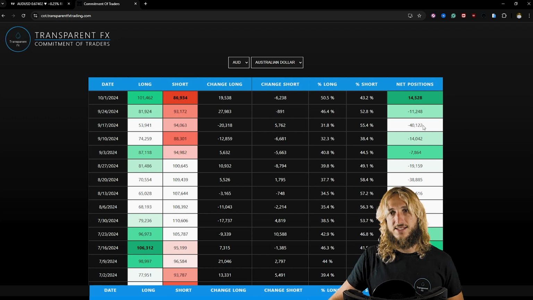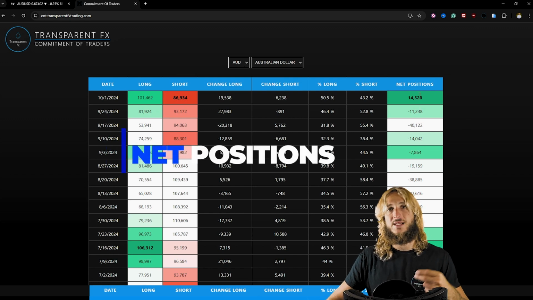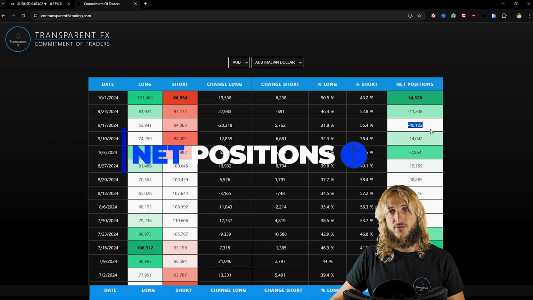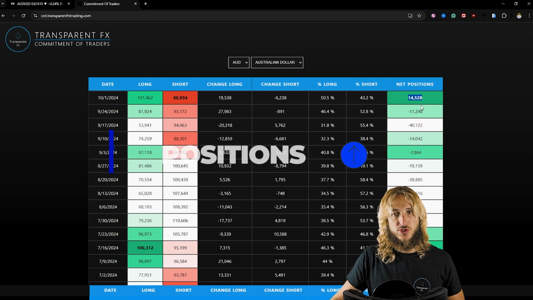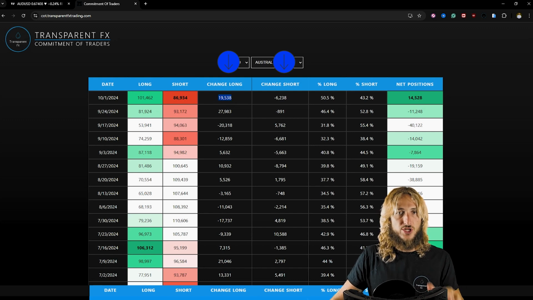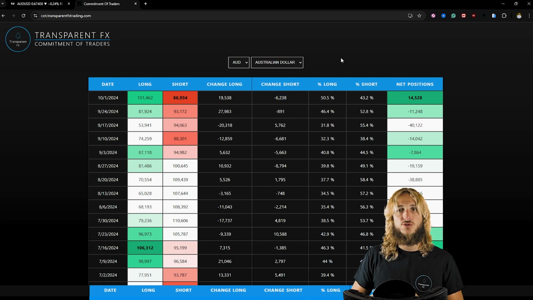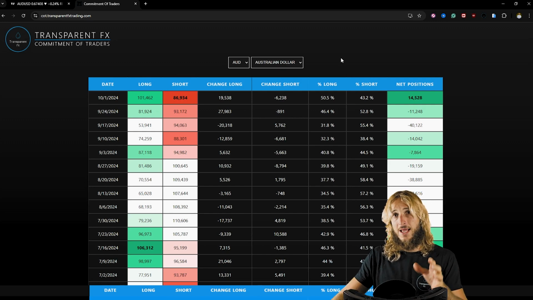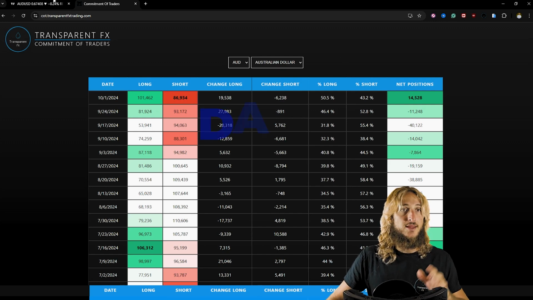And what we can see here is that with the last reports, net positions have been massively increased. We went from minus 40.1k net positions up to plus 14.5k net positions, showing a clear increase of the net positioning, with, in fact, 19.5k longs added on AUDUSD just with the last report and 6.2k shorts getting closed. So institutions are moving aggressively back to the bullish side for AUDUSD, therefore making it stronger. So let's keep all of this in mind and move back to the chart.